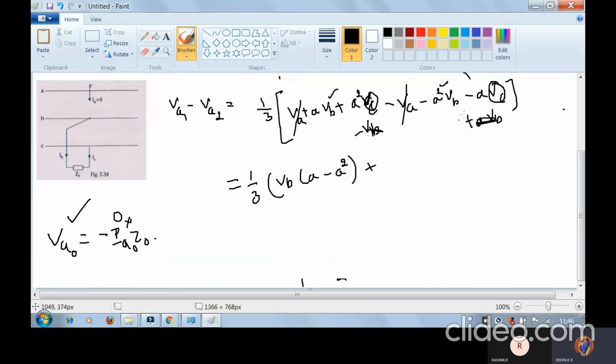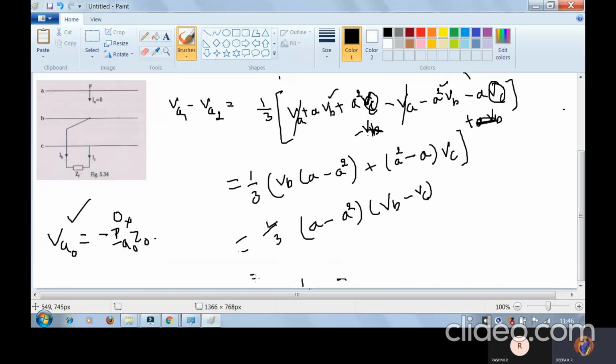So A square and A, I'll take this as a common. So I'm going to get again A square minus A into VC. Let's do the simplification at the end. Okay, VC. So now take that common terms. That is 1 by 3 into A minus A square. I'll make A minus A square into VB minus VC. So multiplied by minus, it becomes interchanged to VB minus VC.